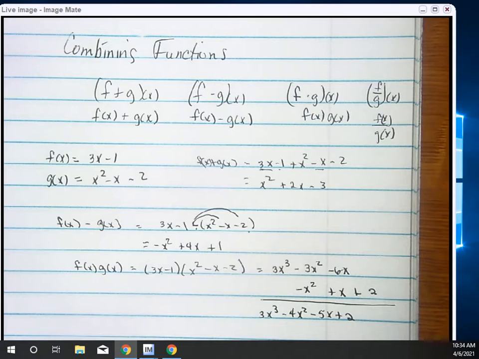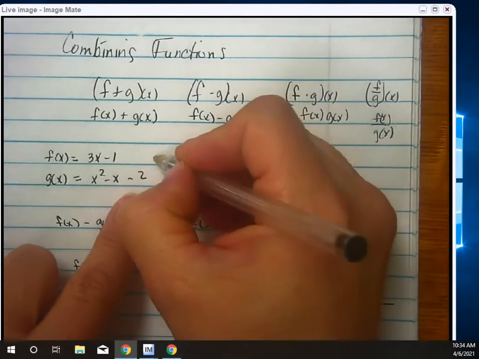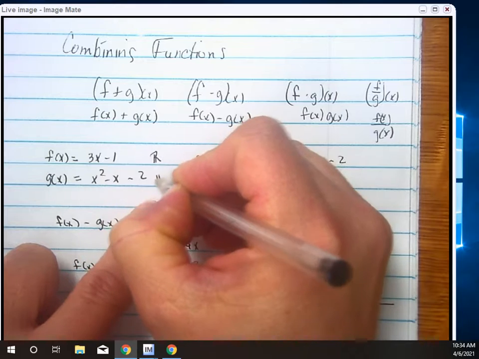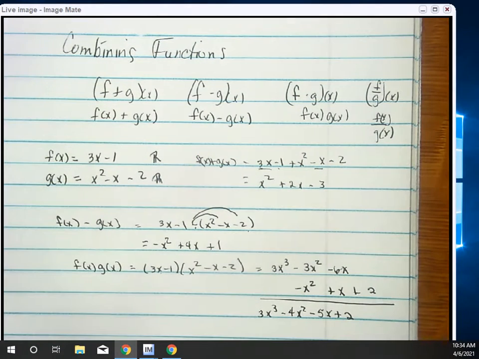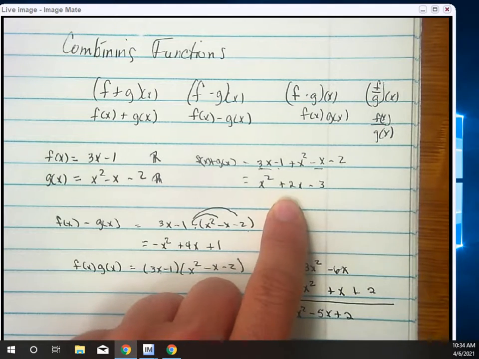Okay, but that's the range. That's the y value. Are there any restrictions for the input value? No. And that's why when I had you graph them, I said you had to put those arrows to show that they go infinitely forever, right? So this domain is all real numbers. This domain is all real numbers. We added together and we got a parabola.